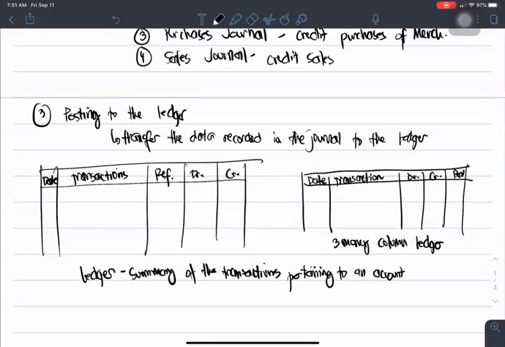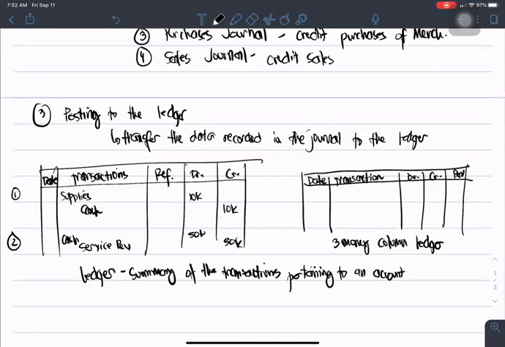For example, our first transaction here is we purchase supplies for cash. The entry is debit supplies, credit cash, let's say 10,000. And our second entry is we furnish a service to a customer worth 50,000. So we debit cash, credit service revenue, 50,000. Assuming those are the transactions we have recorded in step 2, now we go with your third step, that is the posting to the ledger.